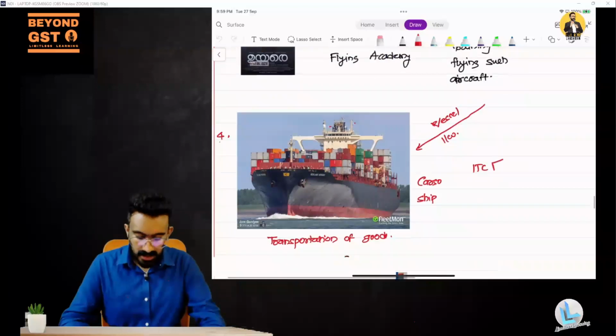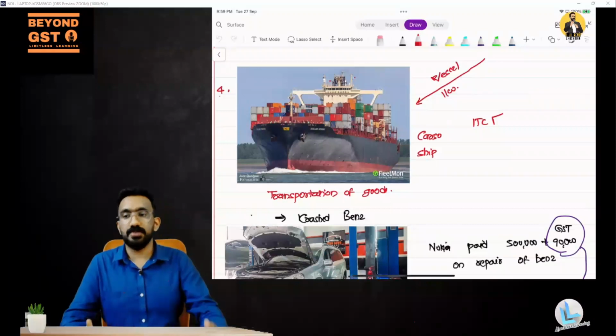Then, suppose I'm a cargo company and I purchased a cargo ship. Okay.